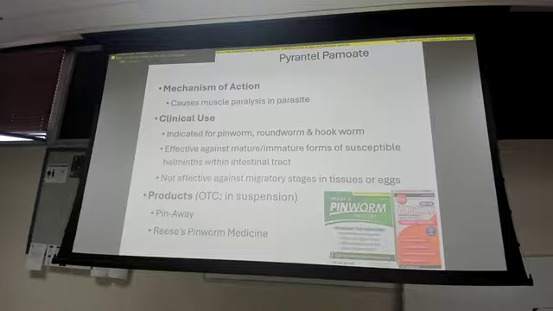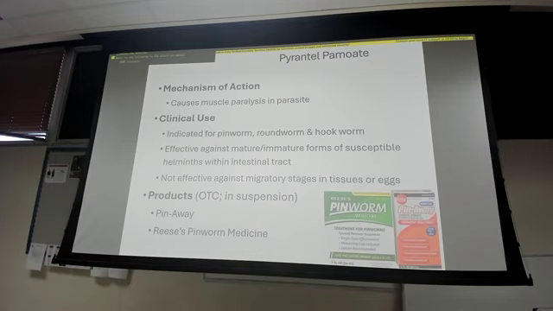So what it does is paralyze the parasite's muscle. So if you see the name of the drug, it starts with P and P, and then you remember it's to paralyze the parasite. So that's easier to remember.